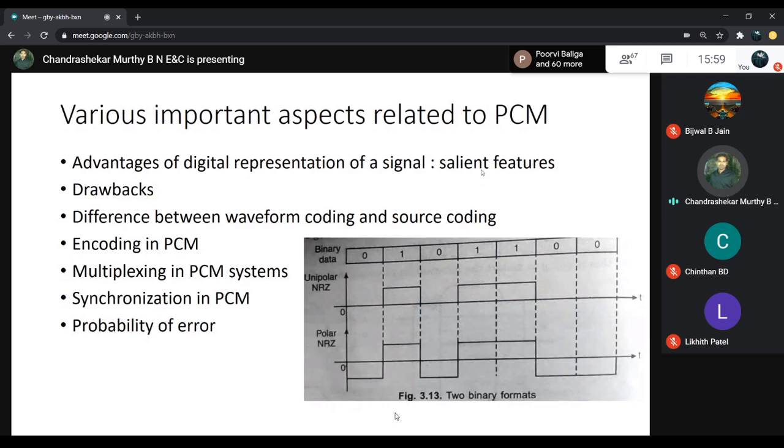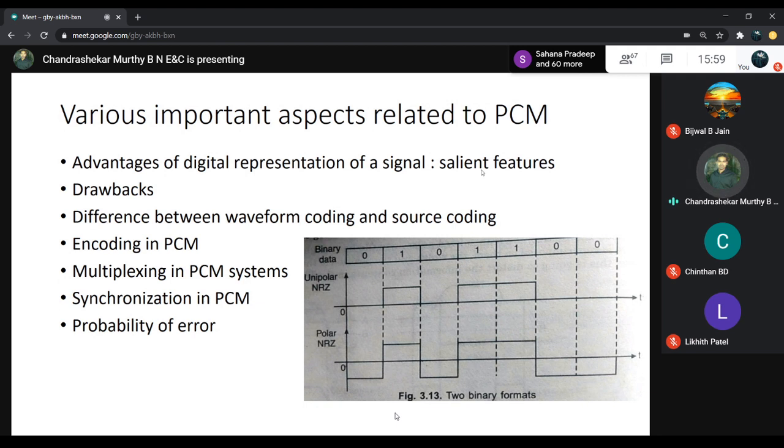So what are the advantages here? In general, it is immunity to transmission noise and interference. That is one advantage, and it is possible to regenerate the coded signal along the transmission path. If an error occurs somewhere in the transmission path, we can identify it and reconstruct.